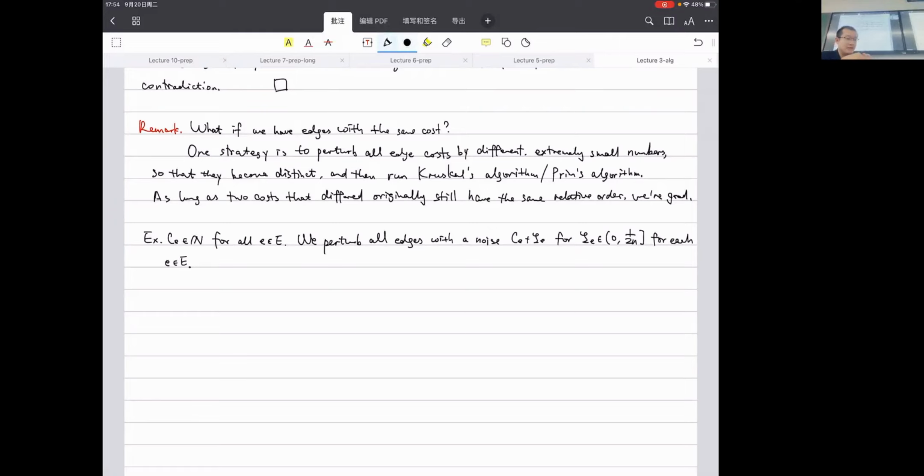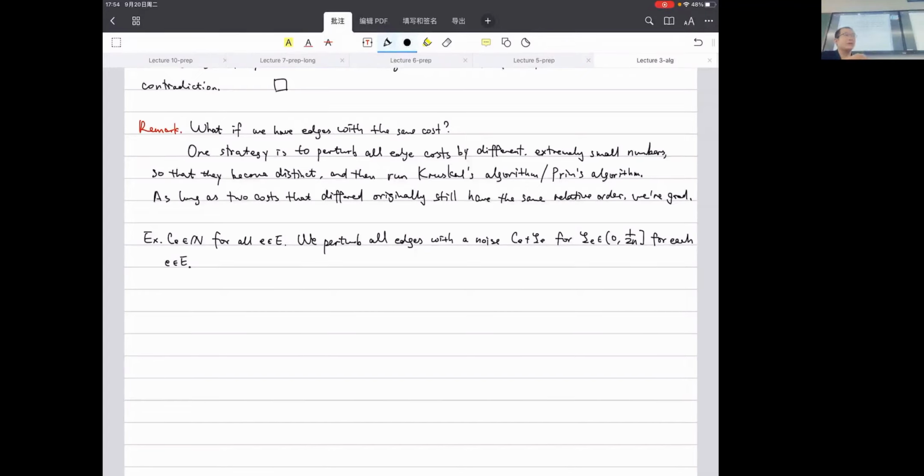But I think this is still a caveat, because what if we don't assume that all the edge costs are natural numbers? Then the perturbation of the noise requires much more caution. For the presentation of the algorithm, we just assume, without loss of generality, that the costs of different edges are different. But if they are the same, maybe for some specific scenario, you can actually deal with it.